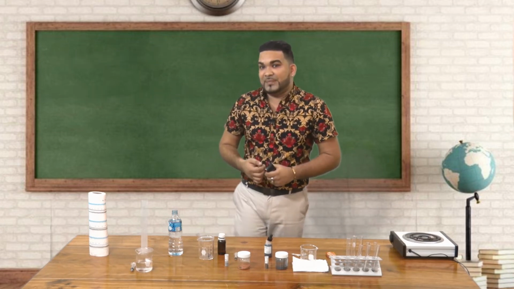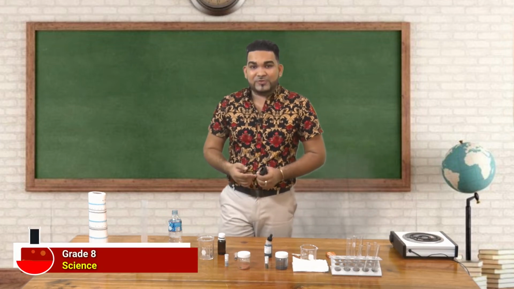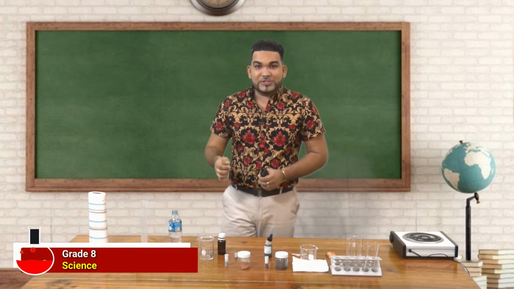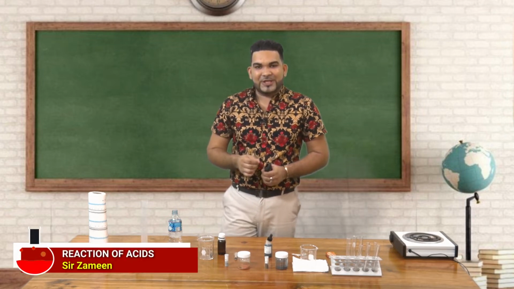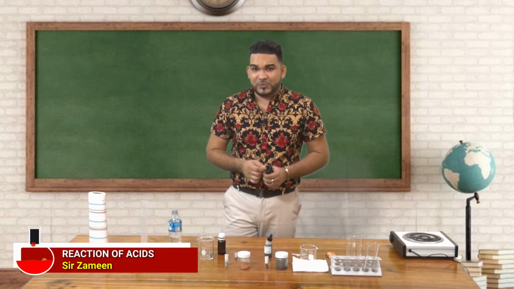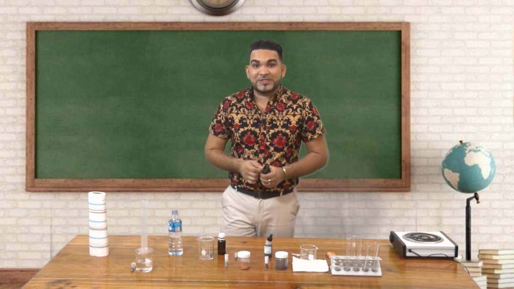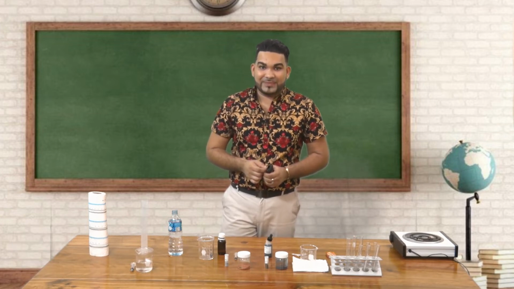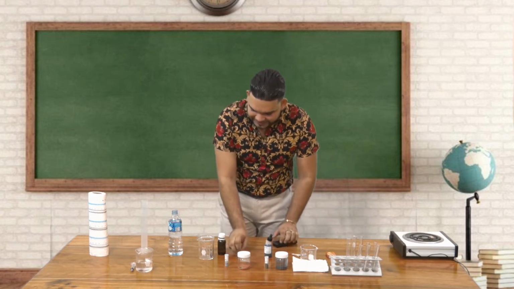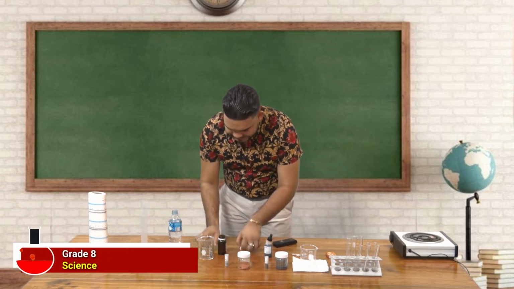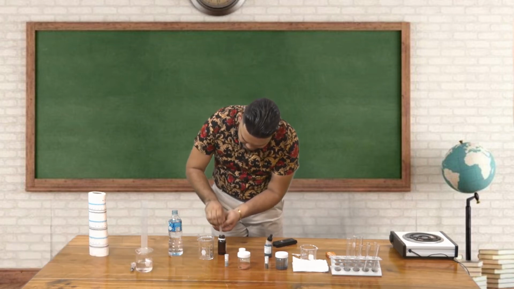Now, what I want you to observe, after I drop my sulfuric acid into the magnesium powder, is that I will light a match and place it just over the mouth of the test tube. I want you to pay close attention to what would happen. So let's get straight into the activity. As I said, I will take a little bit of sulfuric acid.